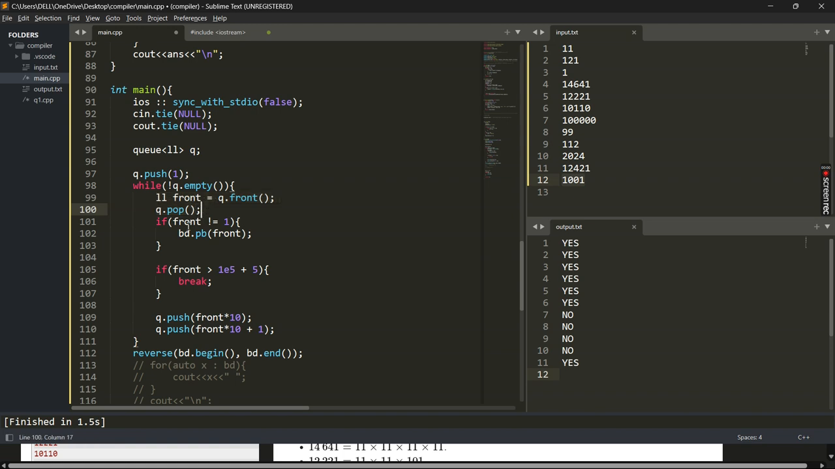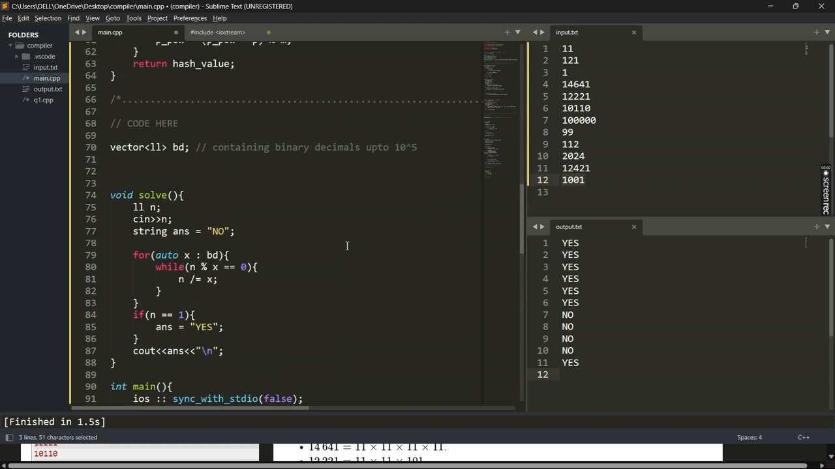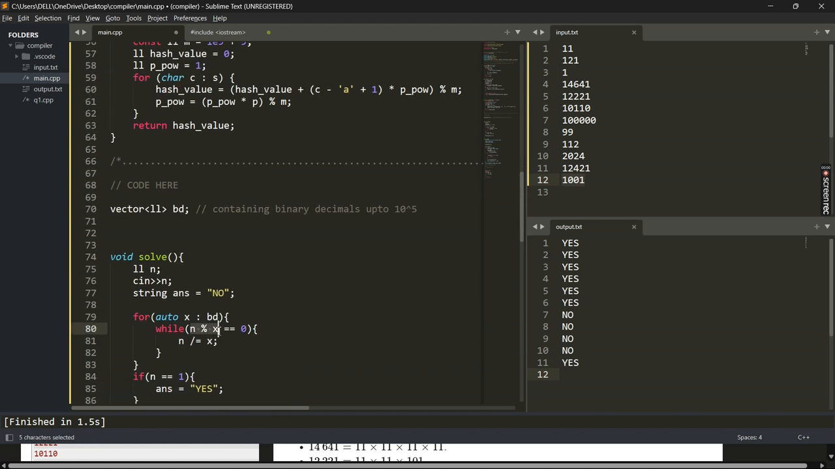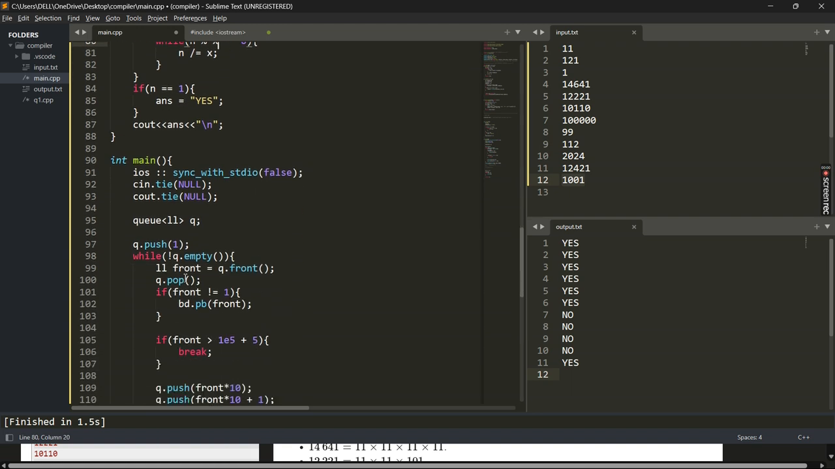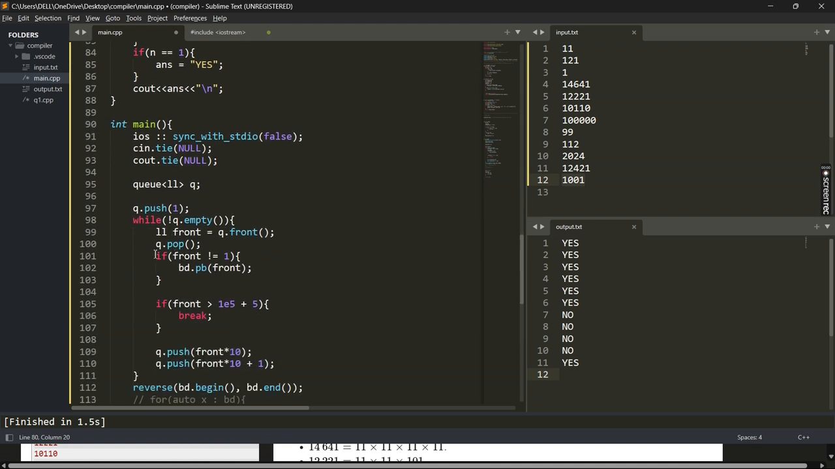We pop the front element. I am checking whether the front element is 1 or not, because I have to check this divisibility condition here, so I don't need 1 inside my binary decimal vector. So I'm not pushing 1. I'm pushing all the binary decimals inside this vector except 1. And this is the exit condition for this loop.